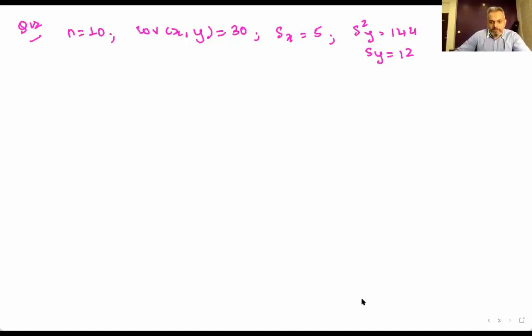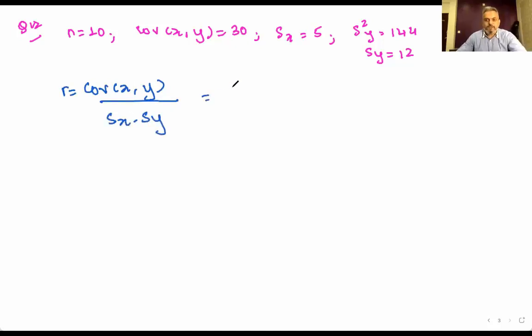Now, how do we solve this? Very simple. R is equal to covariance x comma y upon standard deviation of x into standard deviation of y. Be careful in the exam: this is s square y, and you have to convert it to standard deviation. So 30 upon 5 into 12, so 5 6s are 30, 1 by 2 is 0.5. So the answer is 0.5. Those whose answer came as 0.4 something, please correct it.